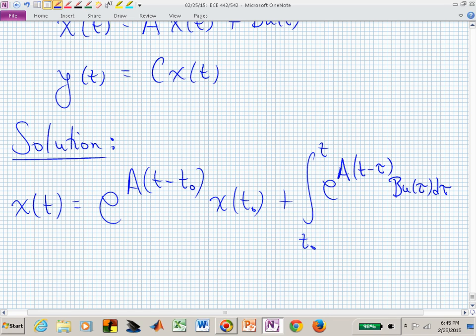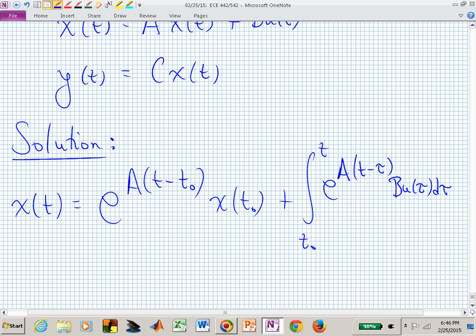But I'm not going to derive that result. I have a reference to that, and I'll post this approach online with the derivation of how to take A, B, and C into a discrete equivalent, a zero-order hold discrete equivalent.